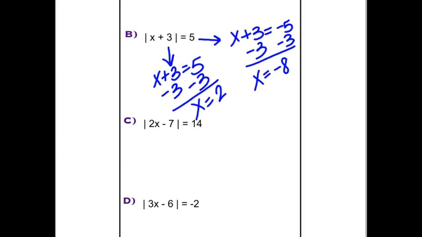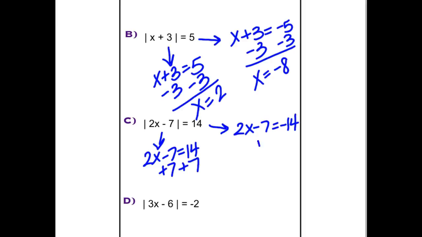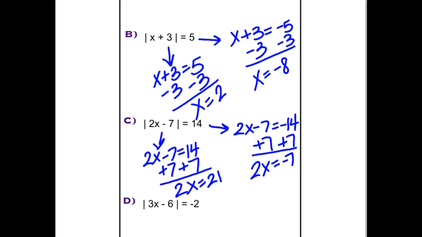So then we take a look at this one. We've got the absolute value of 2x minus 7 equals 14, which tells me that we need to do 2x minus 7 equals negative 14 as well. So if we go to solve them, we're going to add 7. So we're going to get 2x equals 21, and we're going to get 2x equals negative 7.